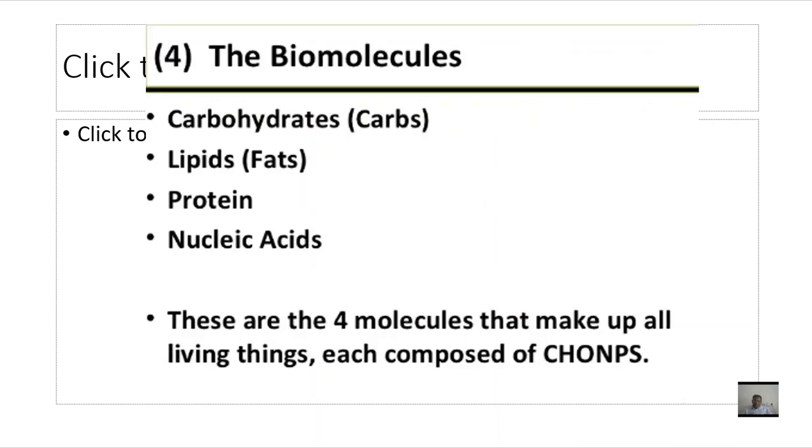Next we come to the biomolecules. Biomolecules: the molecules which are available in the living things are called biomolecules.